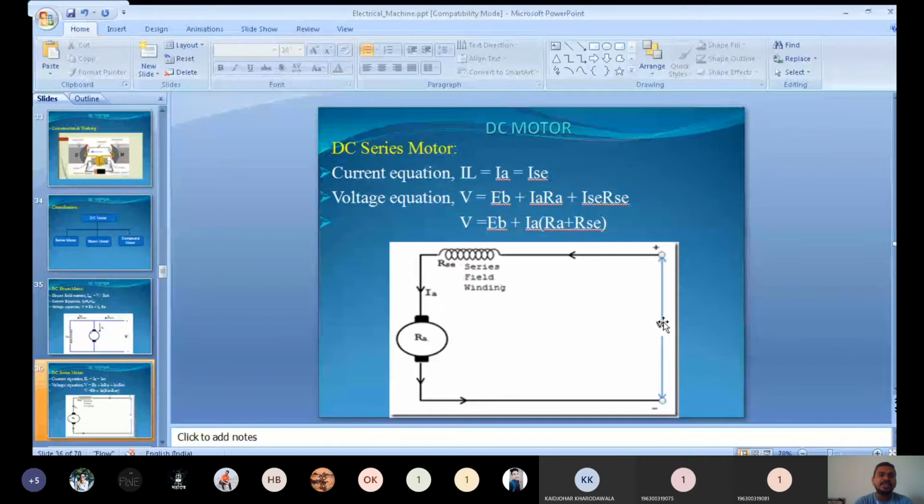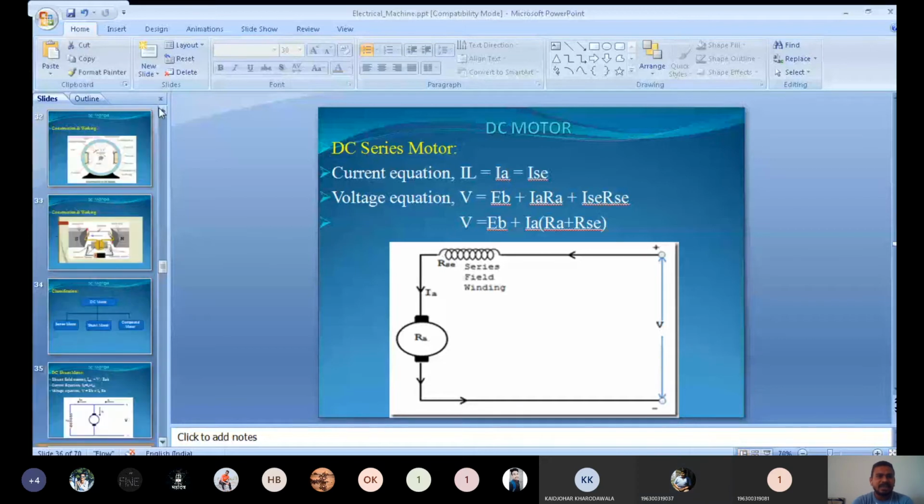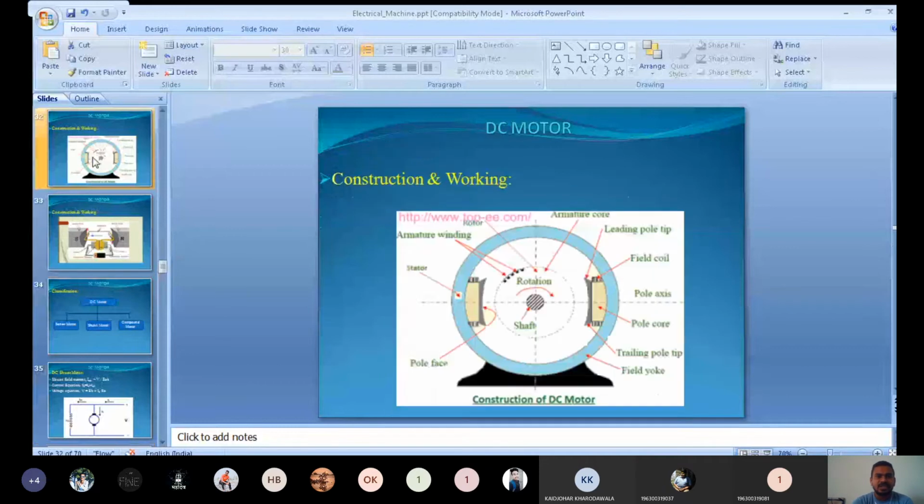Now, which type of winding is used in this DC series motor? So armature means it is the rotating part of DC motor. It consists of silicon steel laminations. This portion is known as the armature. This armature is mounted on the shaft. This is the shaft. So this armature core is mounted on the shaft. The slots are made on the outer periphery of the armature core, and armature winding is wound in these slots.